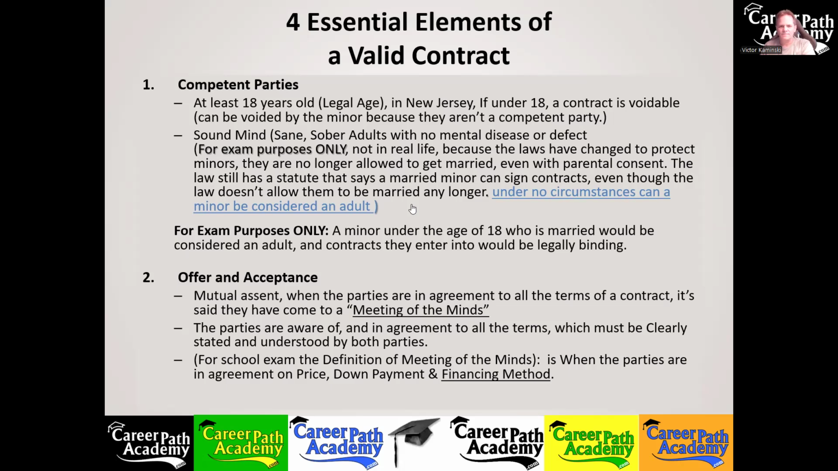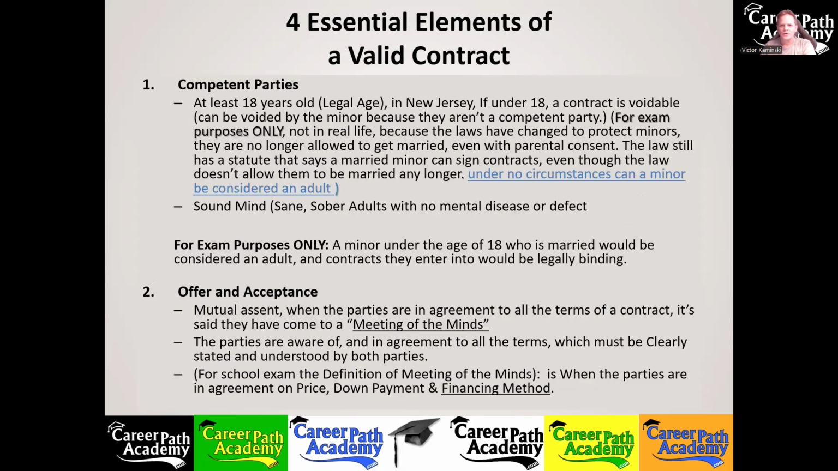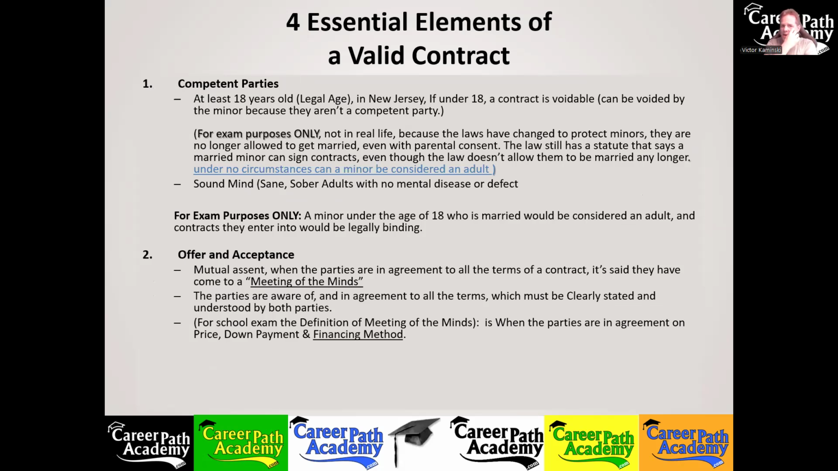All right. Don't be confused. You're not allowed to get married if you're a minor in New Jersey. But for your exams, married minors are considered adults. So for exam purposes only, a minor under the age of 18 who is married would be considered an adult, and contracts they enter into would be legally binding.